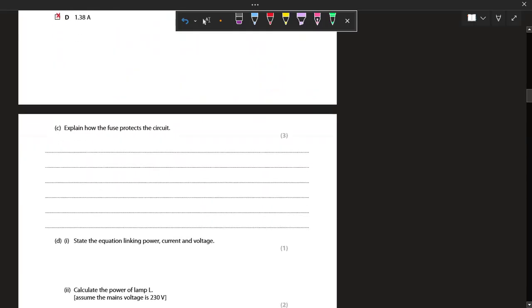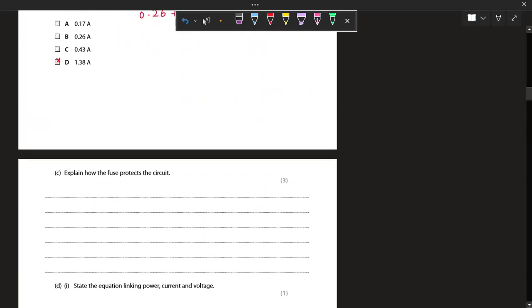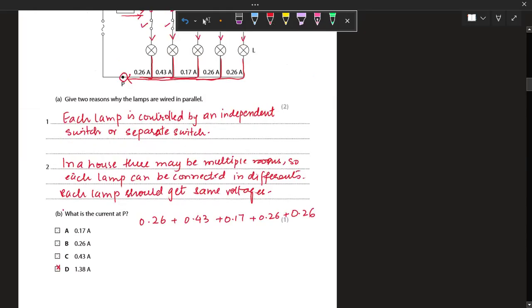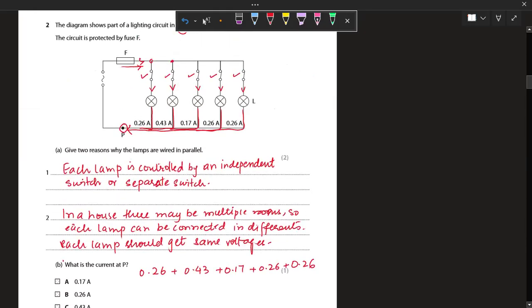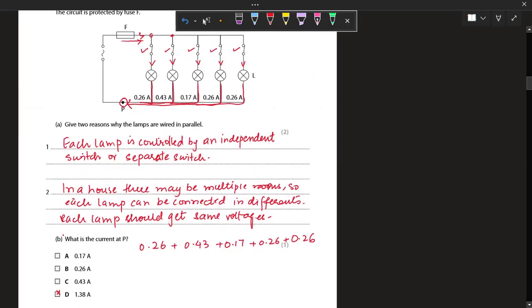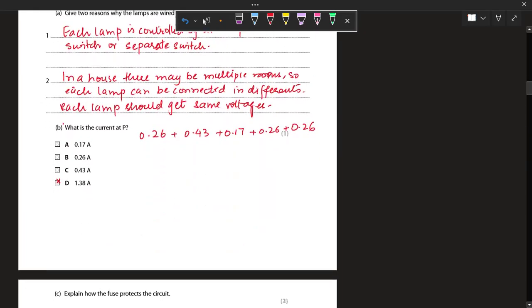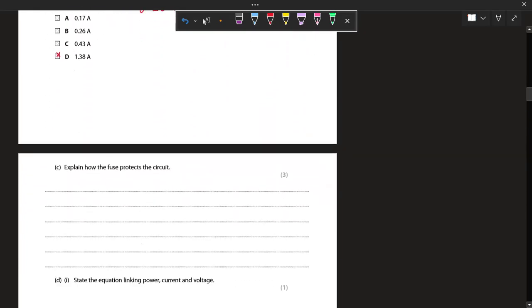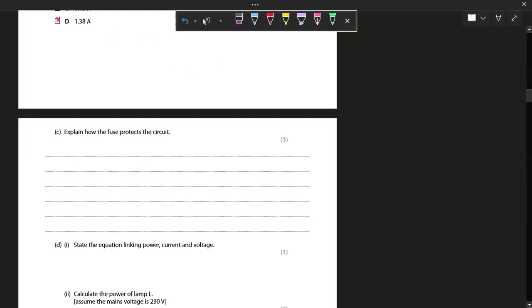Explain how the fuse protects the circuit. You have already studied about the fuse, that it's a protecting device, right? It protects the circuit. Whenever any large amount of current enters the circuit, it disconnects itself, it breaks its wire, right? Any other point do you think can be added about the fuse? How does it work?